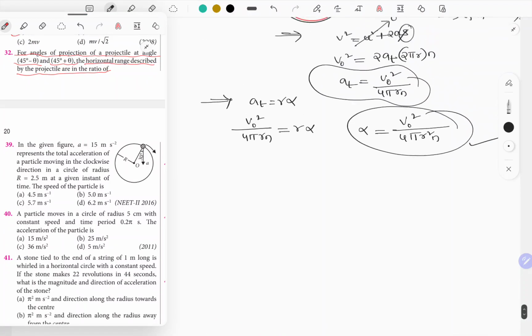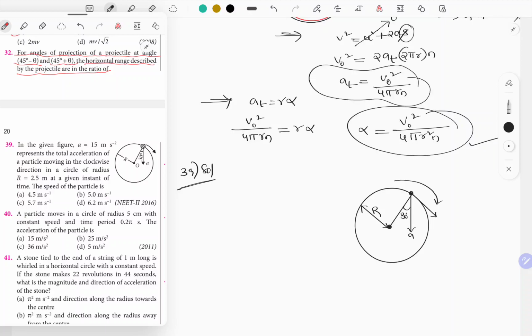Look at question number 39. What are they asking? I'm given a different diagram. It's a circular motion, and the particle is moving in a circular motion, whose velocity we don't know. Let's say the radius of this circular motion is equal to r. This is the diagram they have given. Let's say this is A and this angle is equal to 30 degrees.